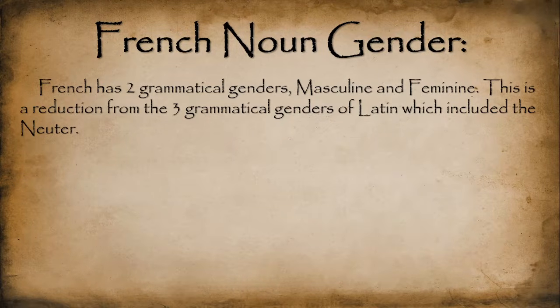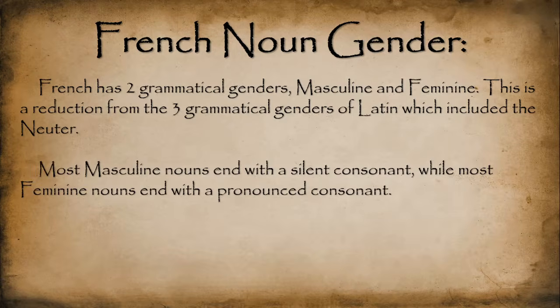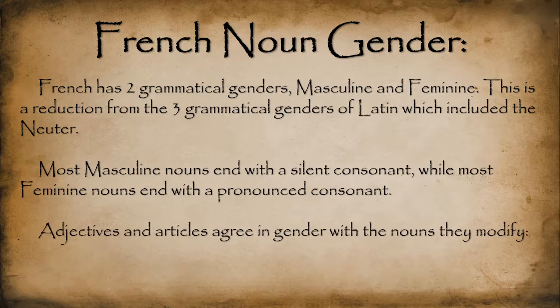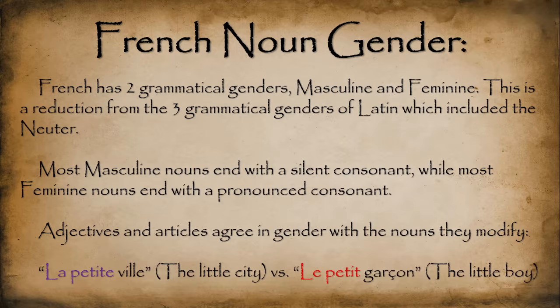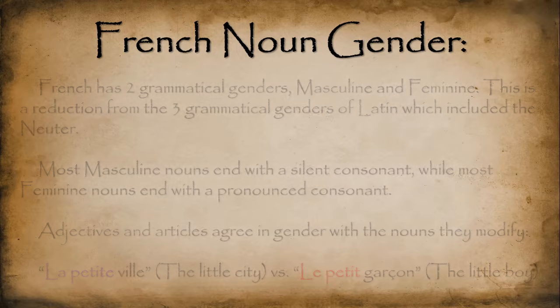French has 2 grammatical genders, masculine and feminine. This is a reduction from the 3 grammatical genders of Latin, which also included the neuter. Most masculine nouns end with a silent consonant, while most feminine nouns end with a pronounced consonant. Adjectives and articles generally agree in gender with the nouns they modify. So we have la petite ville, the little city, versus le petit garçon, the little boy.